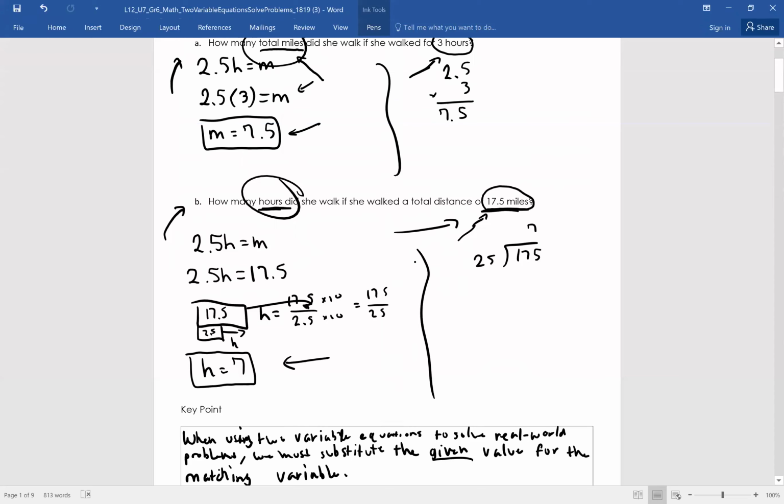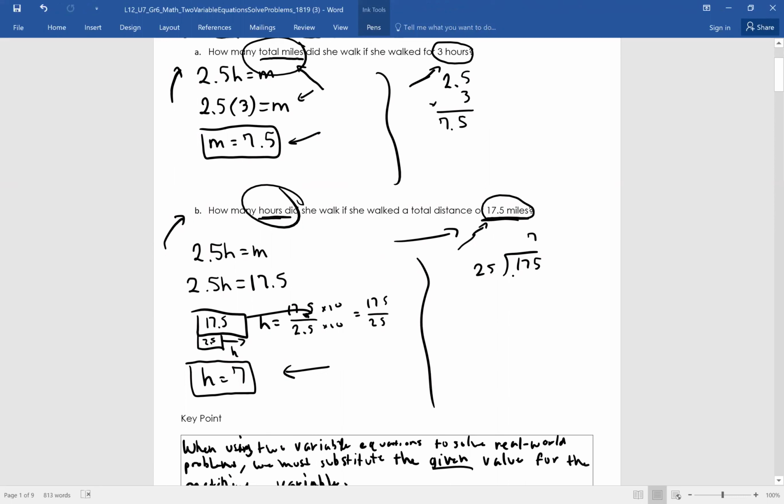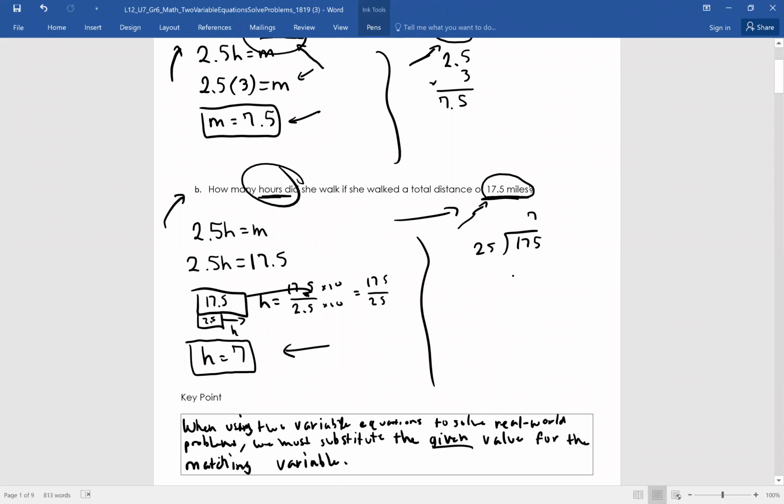For example, we substituted h for 3 in part A. That was the given variable. We matched it with h, which is hours. Another example, part B, we substituted 17.5 for m because that was the given variable.